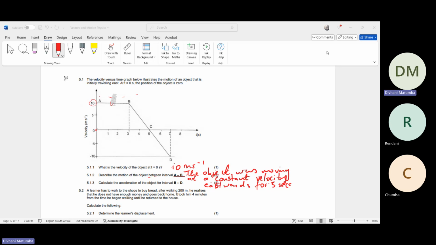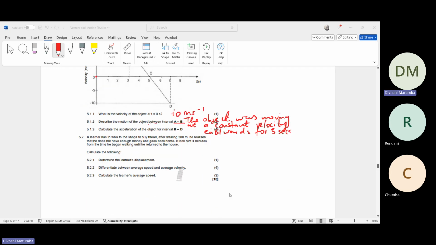So the object started moving at a constant velocity of 10 meters per second from A to B. Then it changes the velocity, as you can see on the graph. Now, 5.1.3 says, calculate the acceleration of the object between B and D. Kumisa, how are you gonna go about this one? 5.1.3, the acceleration.